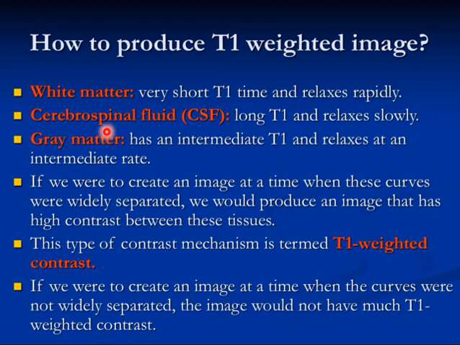So, if we were to create an image at a time when these curves are widely separated, we would produce an image that has a high contrast between these tissues. I mean, you record the signal when most of the white matter is relaxed, most of the CSF is still not relaxed, and most of the gray matter is in between. Why? The highest maximum possible differentiation. You don't record the image when all of them are back or all of them are in the transverse plane. There will be no image. You want to know who is which.